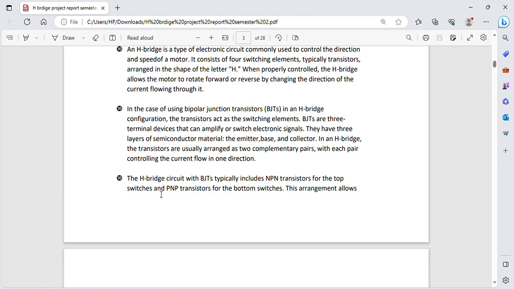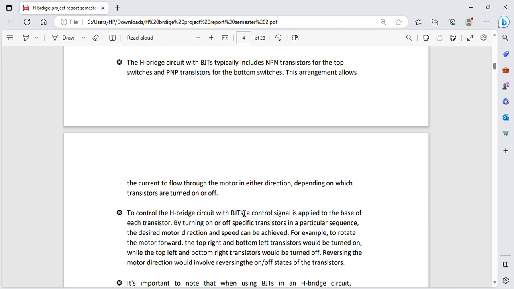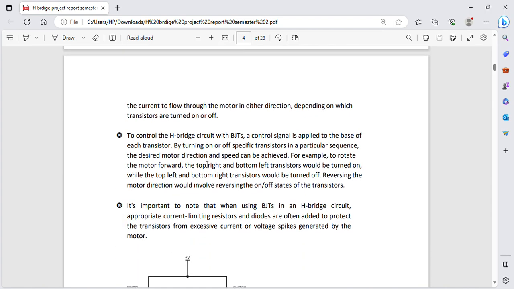The H-bridge circuit with BJTs typically includes NPN transistors for the top switches and PNP transistors for the bottom switches. This arrangement allows the current to flow through the motor in either direction, depending on which transistors are turned on or off. To control the H-bridge circuit with BJTs, a control signal is applied to the base of the switching transistor, turning it on or off. By turning specific transistors on or off in a particular sequence, the desired motor direction and speed can be achieved.